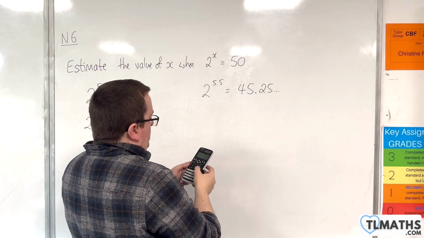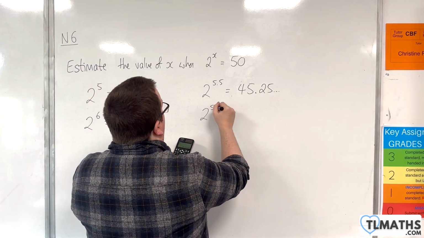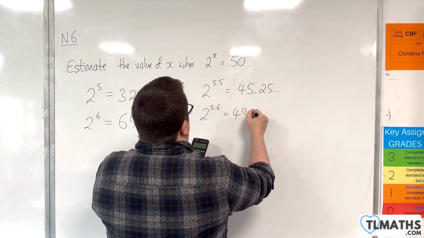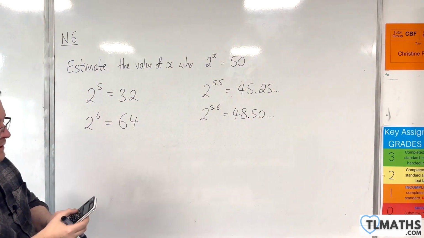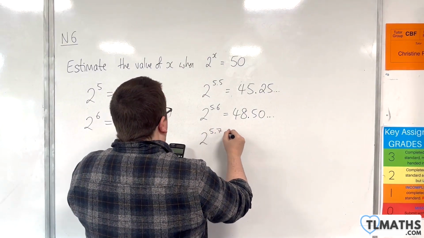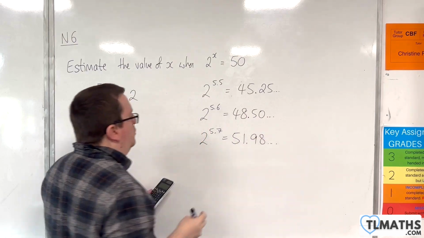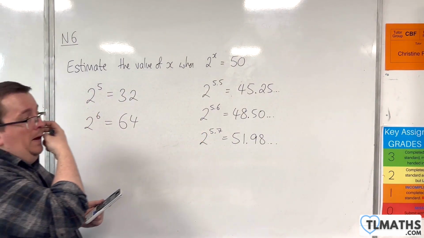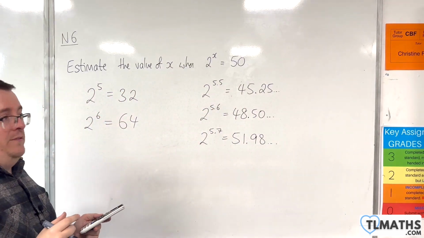Okay, so let's go to 2 to the power of 5.6. So 2 to the power of 5.6 is 48.50, etc. So we're getting closer. 2 to the power of 5.7 is 51.98, etc. And so now we know that the answer is somewhere between 5.6 and 5.7.